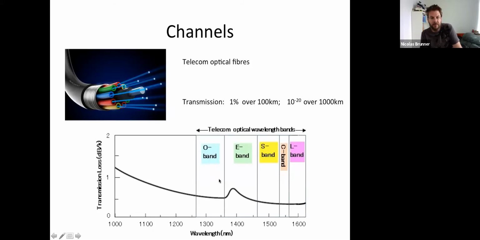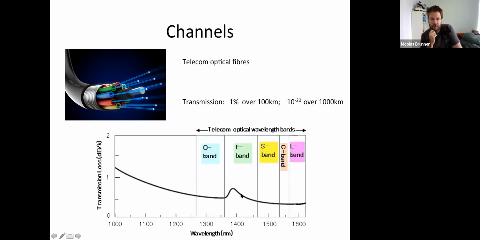So what you see here is the transmission loss with respect to frequency, right? Sorry, here it is wavelengths of your light. And so you see typically in telecom, what people use, okay, you have all these different bands here, but the most important ones are this one here, the C band at 1550 nanometers, and this one, the O band, right?